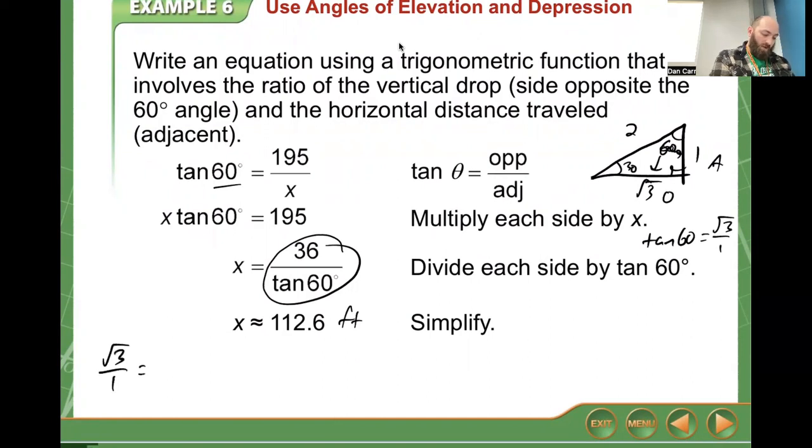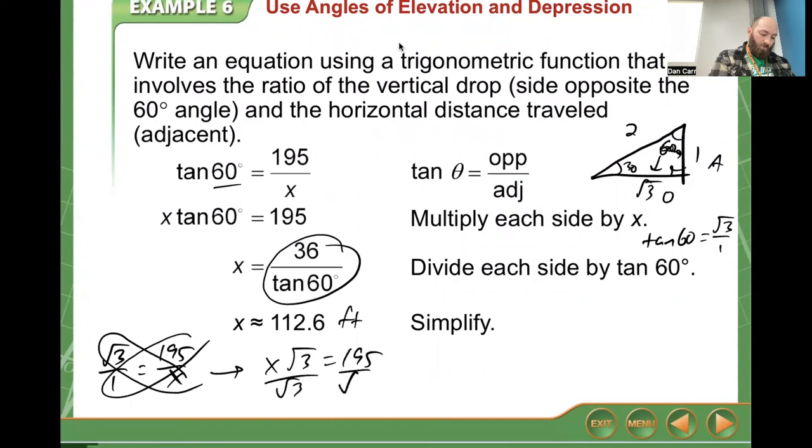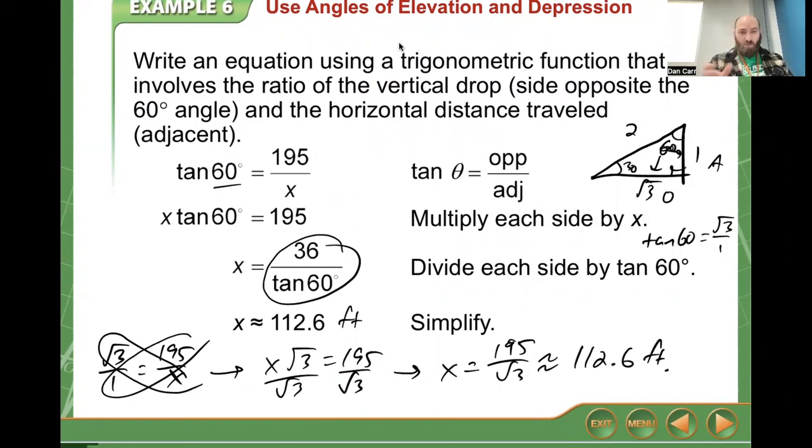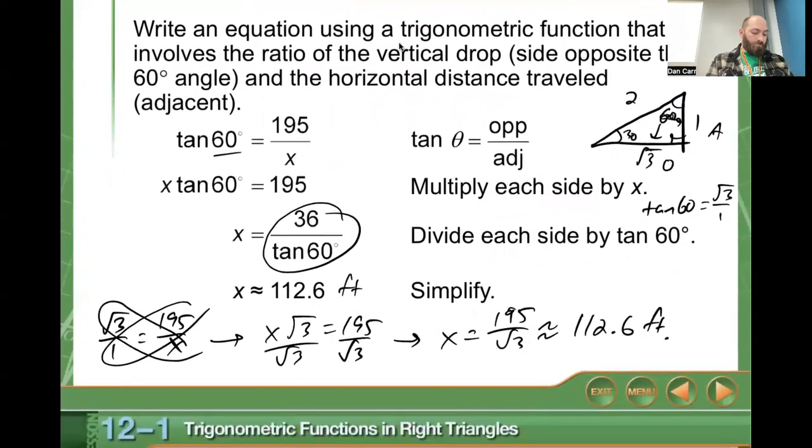Root 3 over 1 equals 195 over x. Only works if I have one of my special right triangles. So I cross multiply, I get x times the root 3 equals 195. Divide by root 3, and I get 195 divided by root 3, which is approximately equal to 112.6 feet. Okay, just two options, just be aware of those.